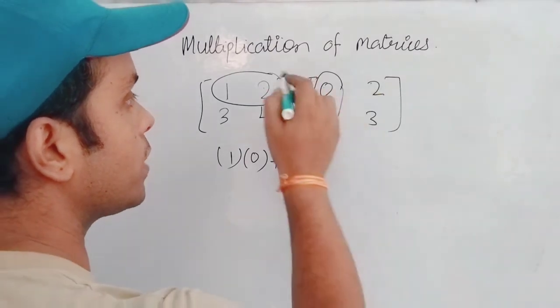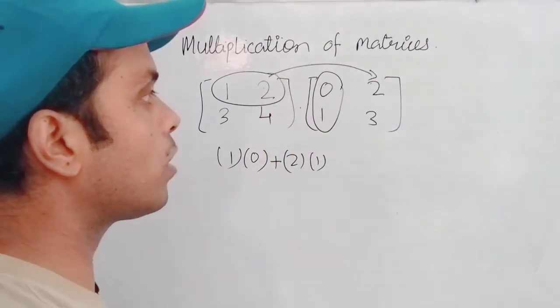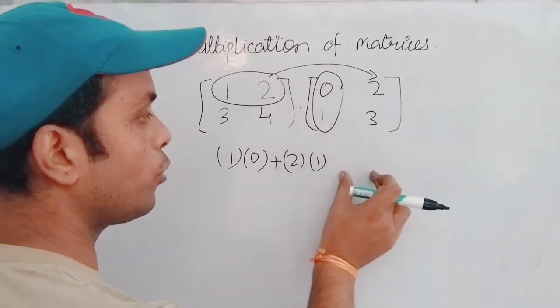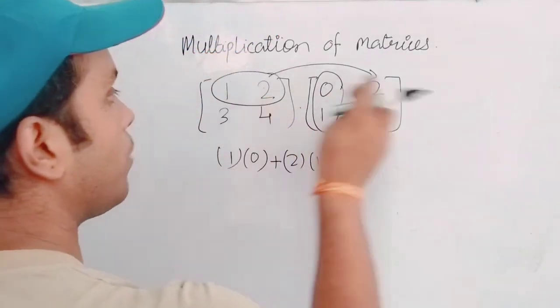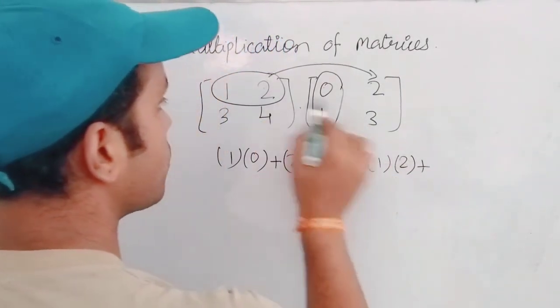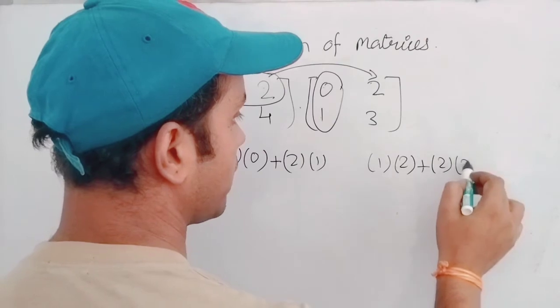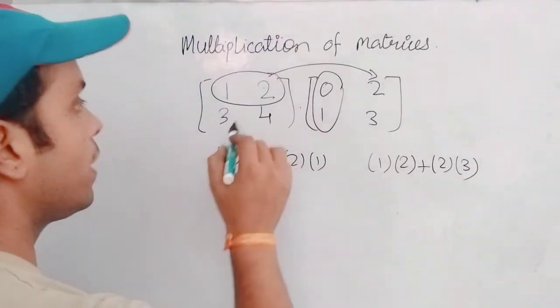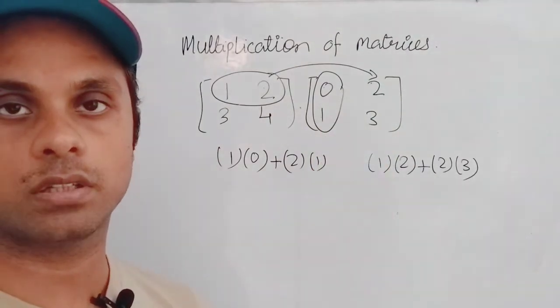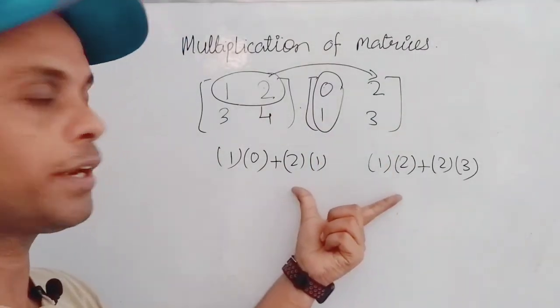Now column changes, we multiply this row with second column. There is a space between column 1 and column 2, so we need to put a space here. And now multiply 1 into 2 and plus 2 into 3. So write like this. Now multiplication of first row with all the columns is done. So first row is obtained here.